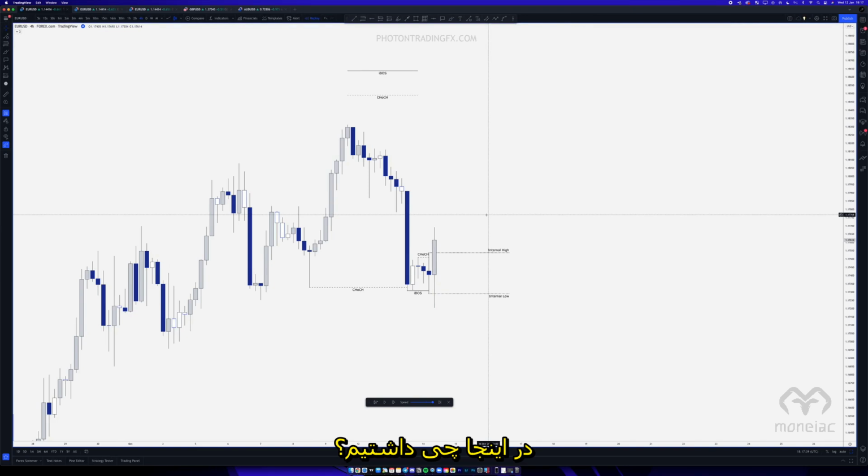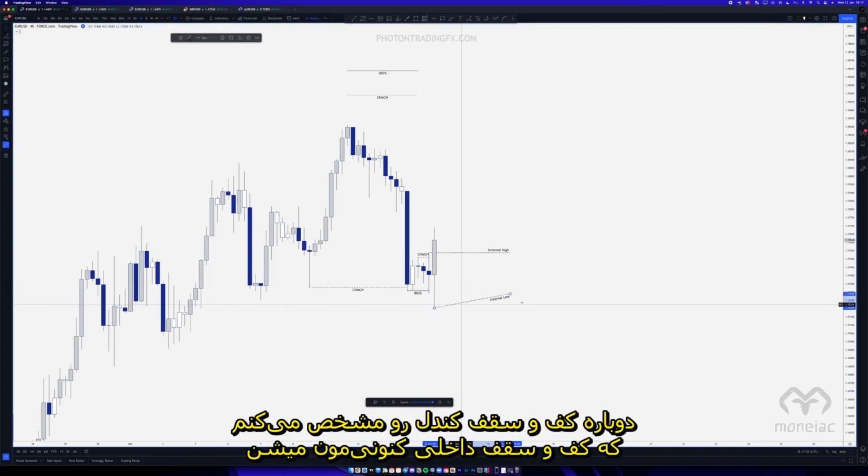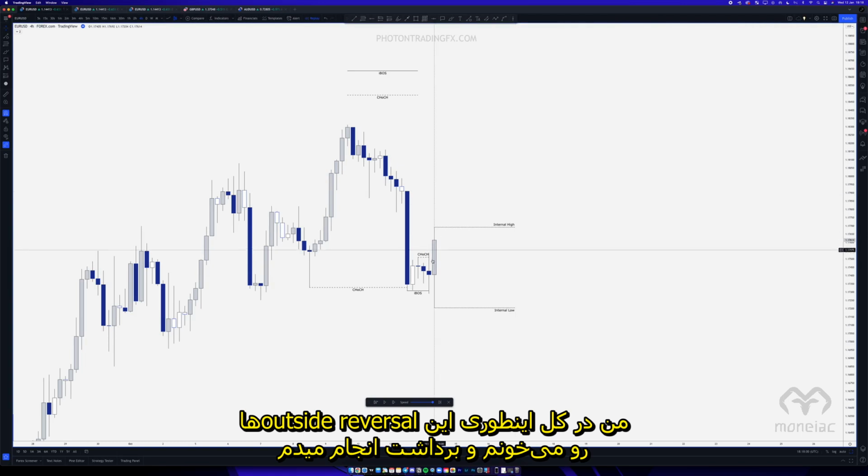Okay, what's happened here? Another outside reversal. It's taken both the high and the low. Now again, I don't know which order that happened, and I don't massively care because, like I said, it's just taking highs, taking lows, it's just choppy, it's sideways. So the way I read it is now the low and the high of the candle becomes the new active internal high and low, right? And this is simply the new range we're within. And that's essentially how I read these outside reversals.